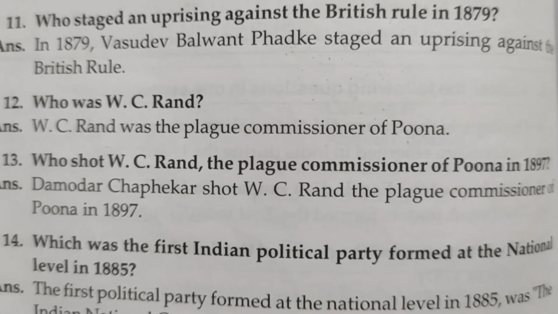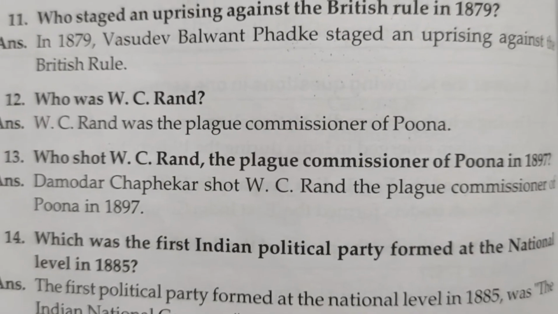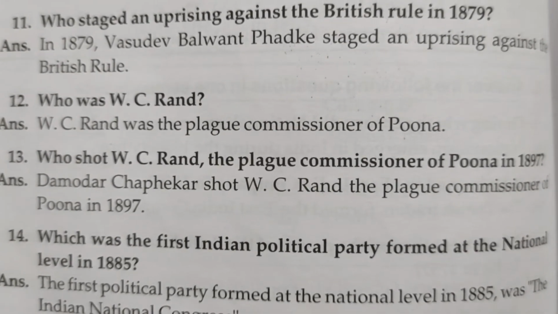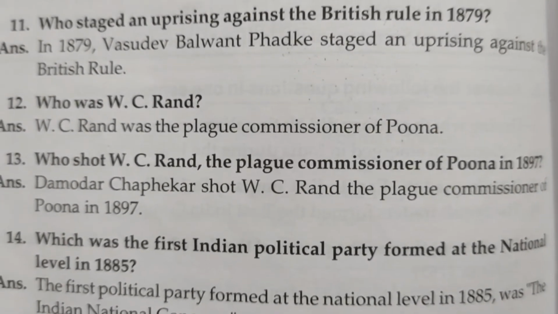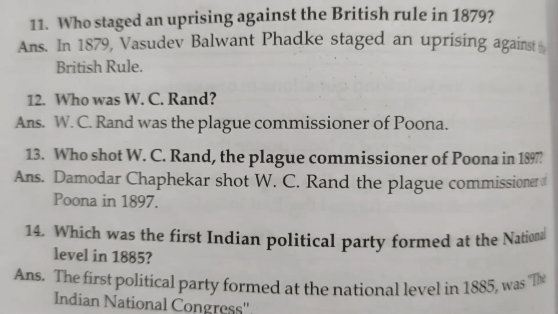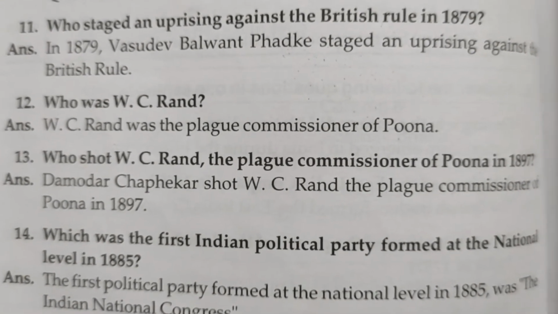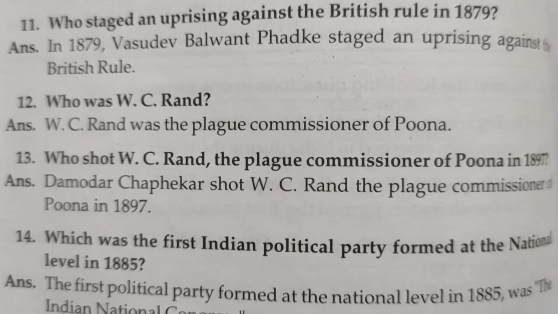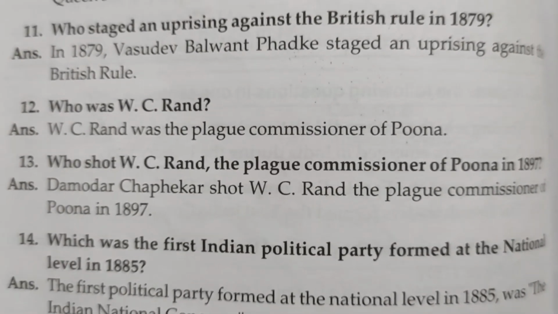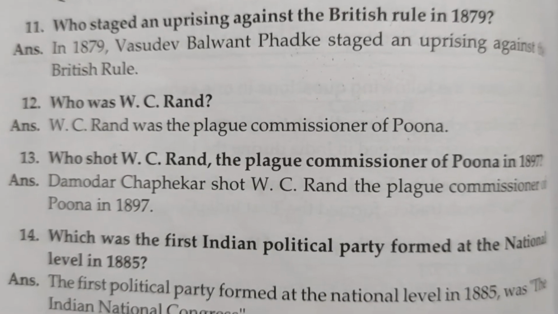Who was W.C. Rand? W.C. Rand was the Plague Commissioner of Pune. Who shot W.C. Rand, the Plague Commissioner of Pune? Damodar Chafekar shot W.C. Rand, the Plague Commissioner of Pune, in 1897.